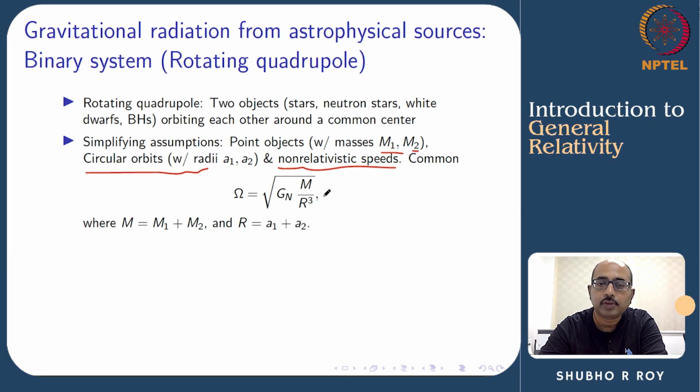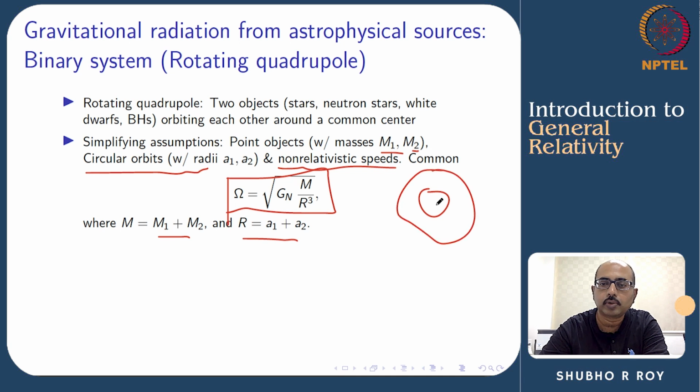And the common frequency, in that case, is given by this formula: omega, the orbital frequency, is the square root of G Newton times M over R cubed, where M is the total mass and R is the separation between the two. Okay, so if A1 is the radius of this orbit, and A2 is the radius of that, the objects are located here and here, diametrically opposite. And this is the common center of mass.